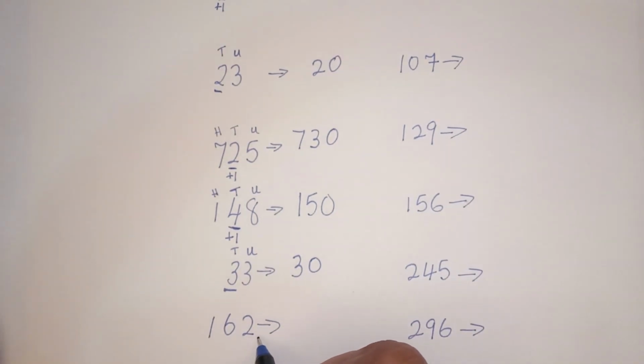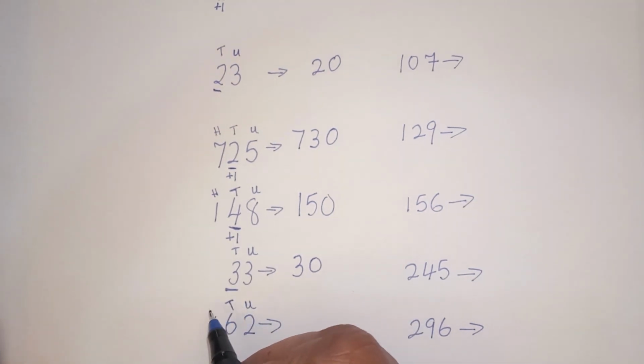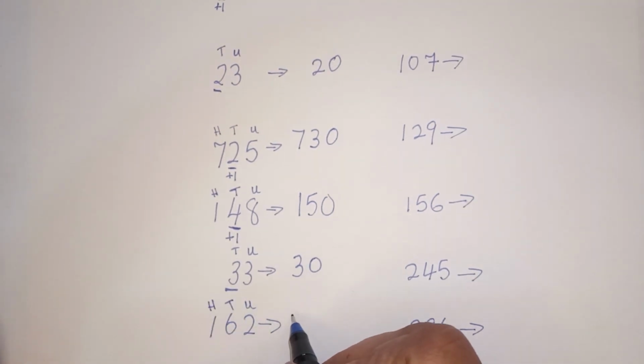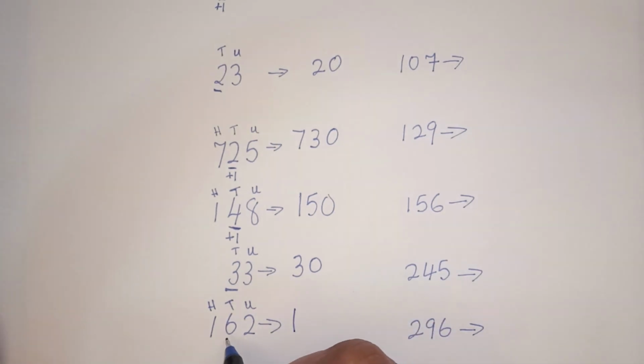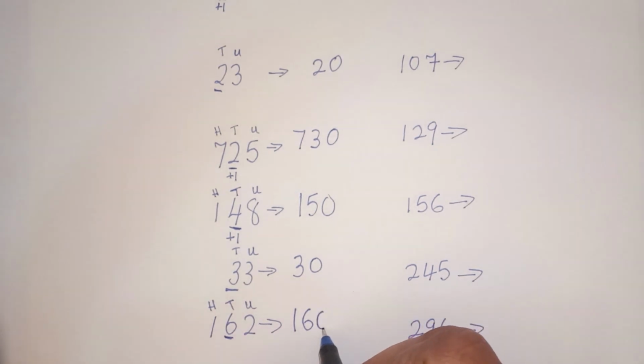Then we have 162. So in 162, 2 is units, 6 is tens and 1 is hundreds. So we write 100 as it is. We spot out the tens. Then the number next to it is 2. 2 is less than 5, so we cannot give 1. So 6 remains 6 and 2 becomes 0.